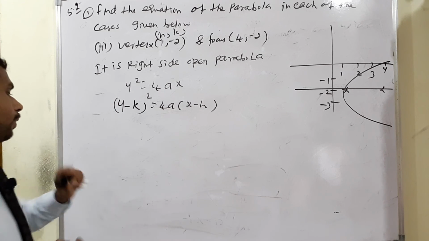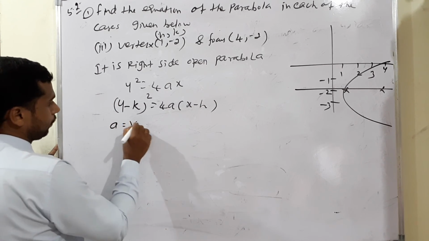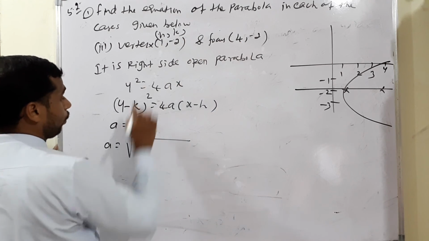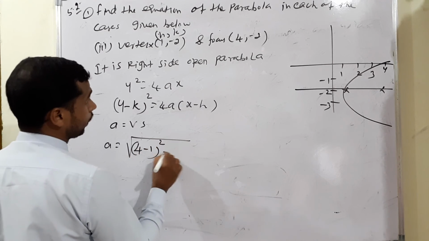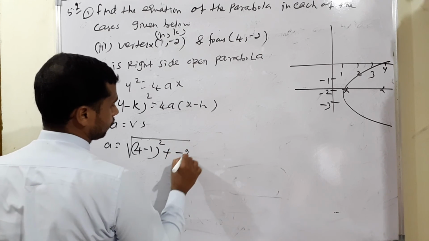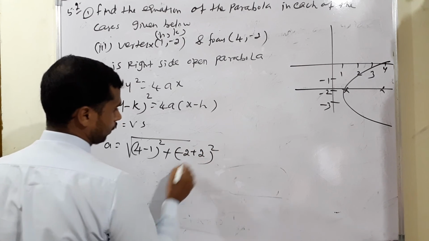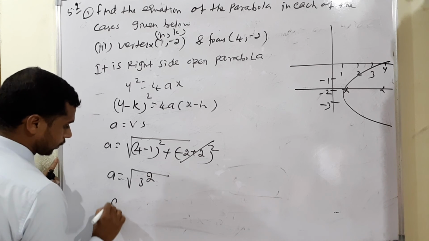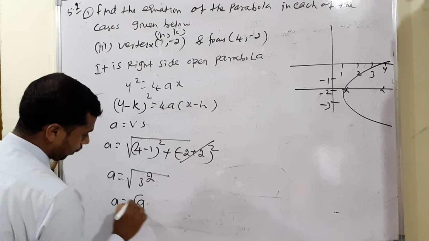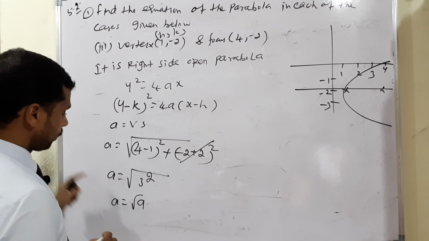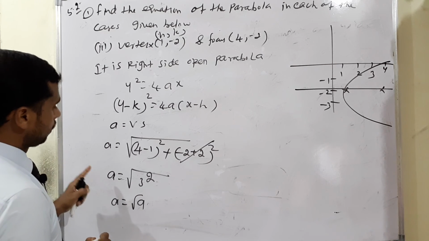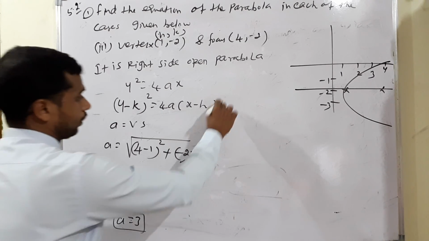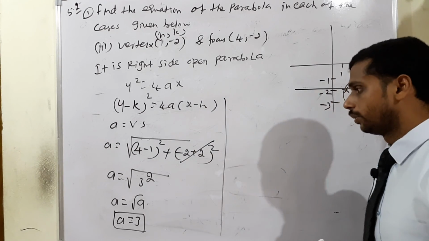Now first we have to find out a. How to find it? The distance between vertex and focus. Therefore a is equal to the square root of (4 minus 1) the whole square plus (minus 2 plus 2) the whole square. This we can cancel. Therefore a is equal to (4 minus 1) the whole square, which means 3 square. Therefore a is equal to the square root of 9, so definitely the value of a will be 3, isn't it? After getting the a value, what do we have to do?